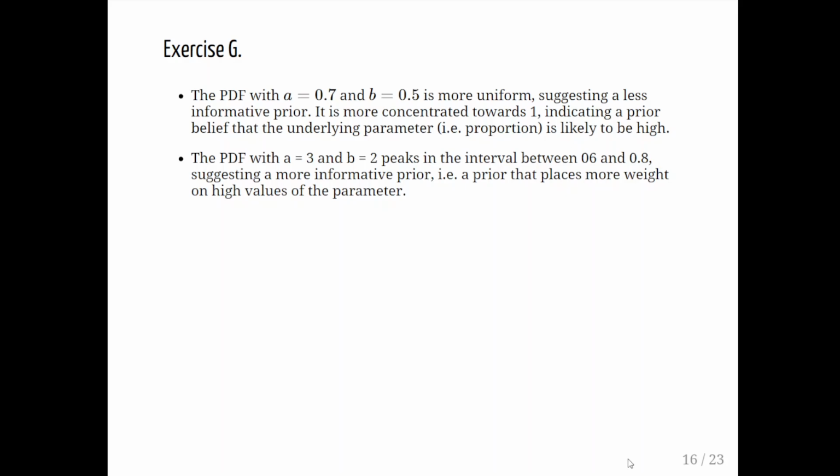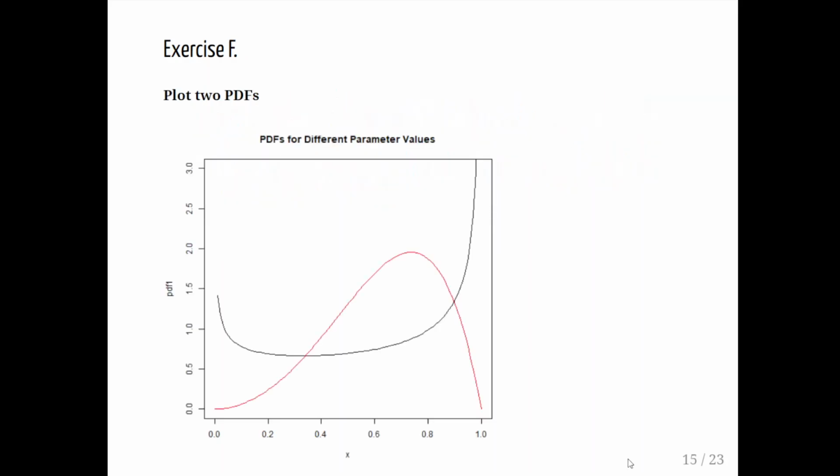Less informative, concentrated towards 0 and 1, indicating the prior belief that the underlying parameter, i.e. the proportion, is likely to be high, or could be low as well, because it does peak around 0. And the second case, A equals 3 and B equals 2, peaks in the interval between 0.6 and 0.8. Indicating a more informative prior, a prior that places more weight on high values of the parameter, high values being between 0.6 and 0.8. Okay, we'll leave it there.